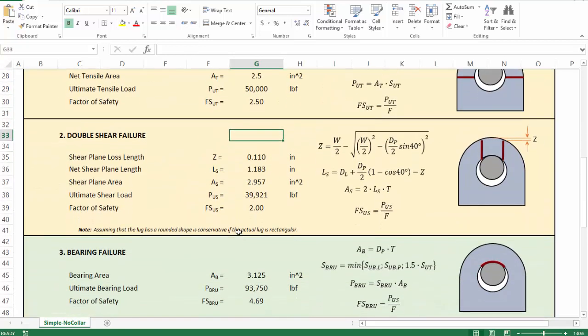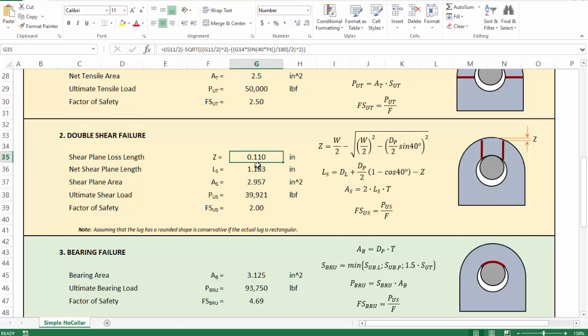Okay, moving on, double shear failure. Here you have two shear planes. Some people say these are about 45 degrees offset from the center of the pin. Some say 40 degrees. I've just assumed 45 degrees for simplicity of calculation. So here you have the shear plane loss length Z, which is based on a round lug.